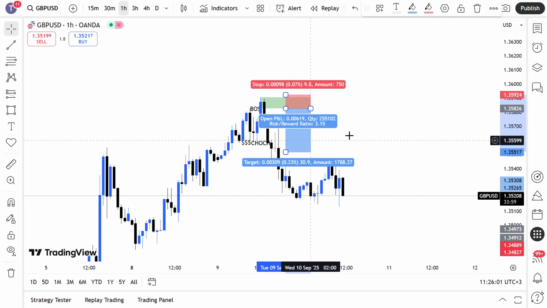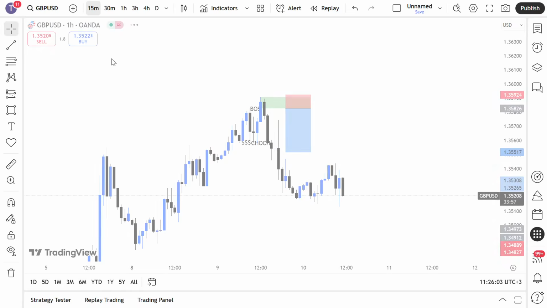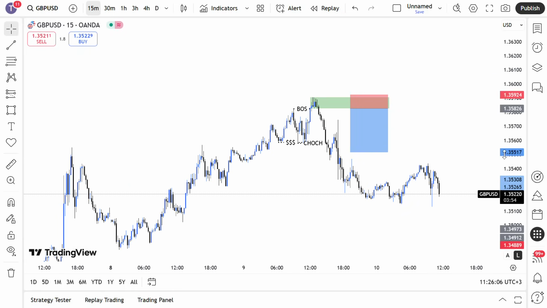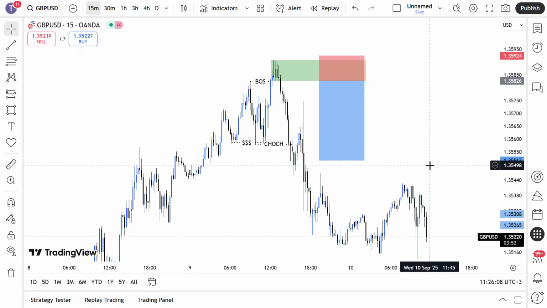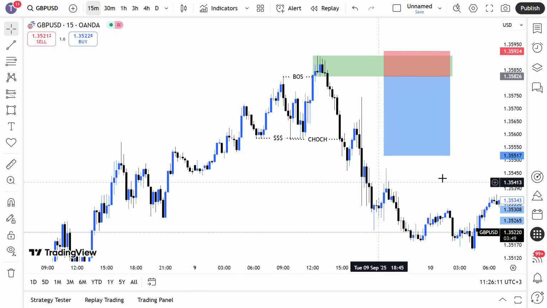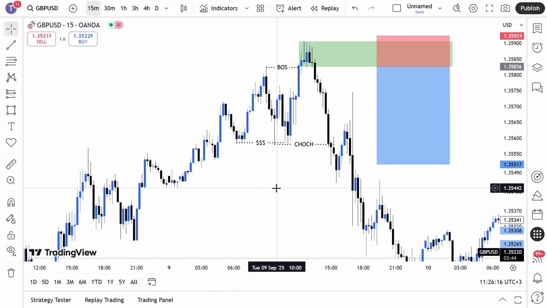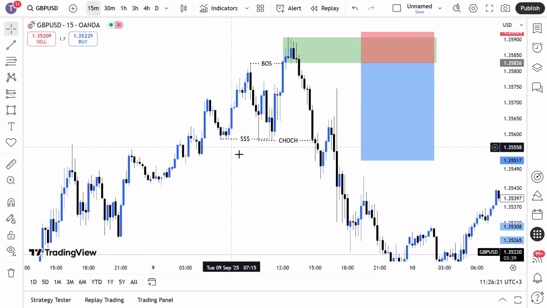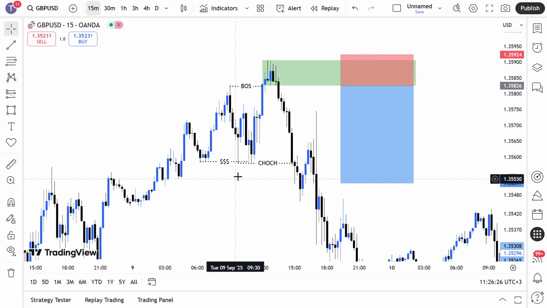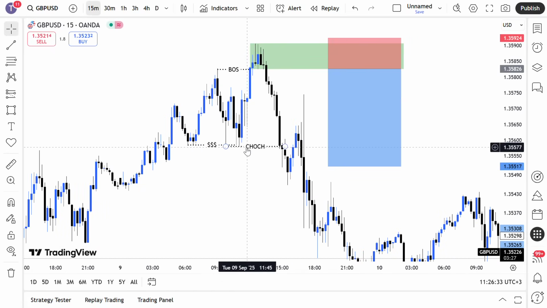So we had a change of character. Let me show you the change of character, the same change of character that I always teach you guys. So our change of character, as you all know, must happen after a sweep of liquidity and a very valid break of structure. In this case, we had this low being taken out as liquidity by this low, and then the move to the upside went to break structure, and then after the break of structure, we had this low being taken out, and that means that is our change of character.